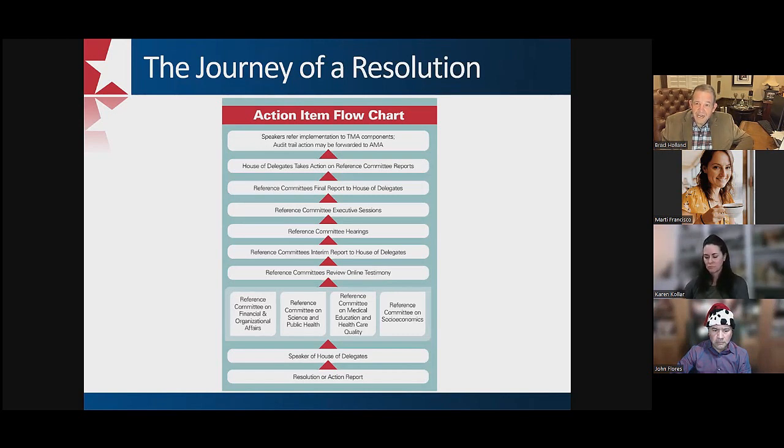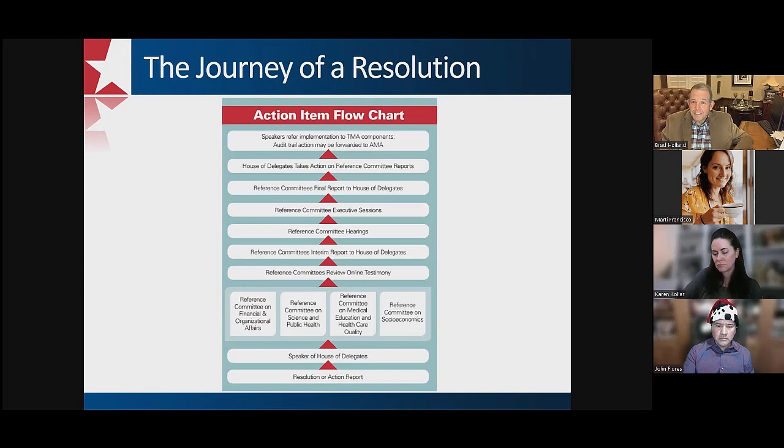And then that is assigned one of four reference committees. Committee on Financial and Organizational Affairs, there it is. Resolution deadline is February 24th. Just make note of that. That's quite soon. A little more than 2 months, but that'll come up quick.